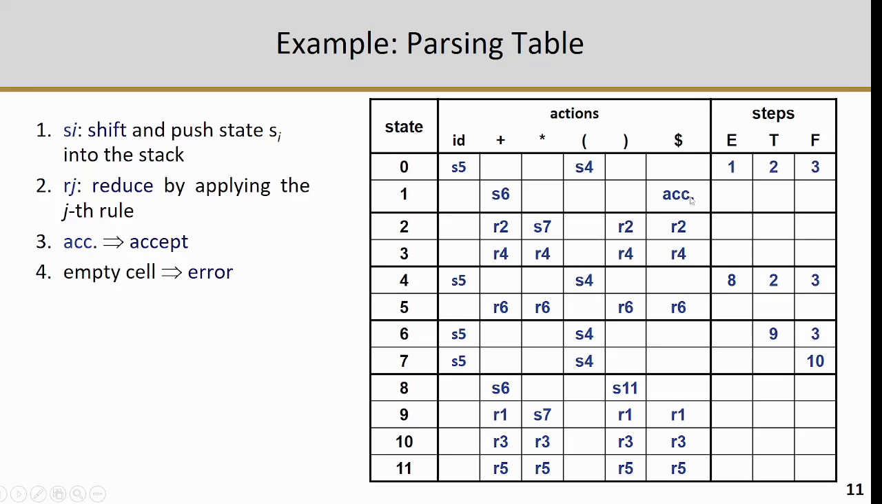ACC means the accept. So in state number 1, which is reached when we reduce to non-terminal E, and we have a state 0 below, so nothing else is in the stack but the initial state and the E. So we have reached the initial symbol. Then we move to the state i, and in this case, if the input ends, then the input is accepted. And finally, to each empty cell, we are going to assign an error message.